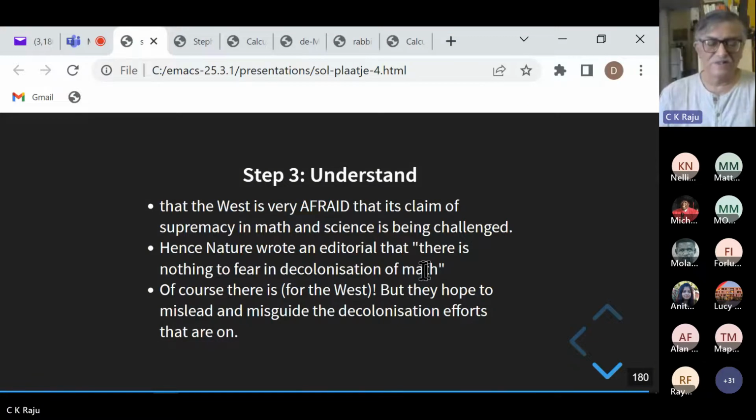And they hope to mislead and misguide the decolonization effort that is on by saying you should decolonize like this, you should decolonize like that. This is coming from such and such big university, this is coming in Nature, etc.